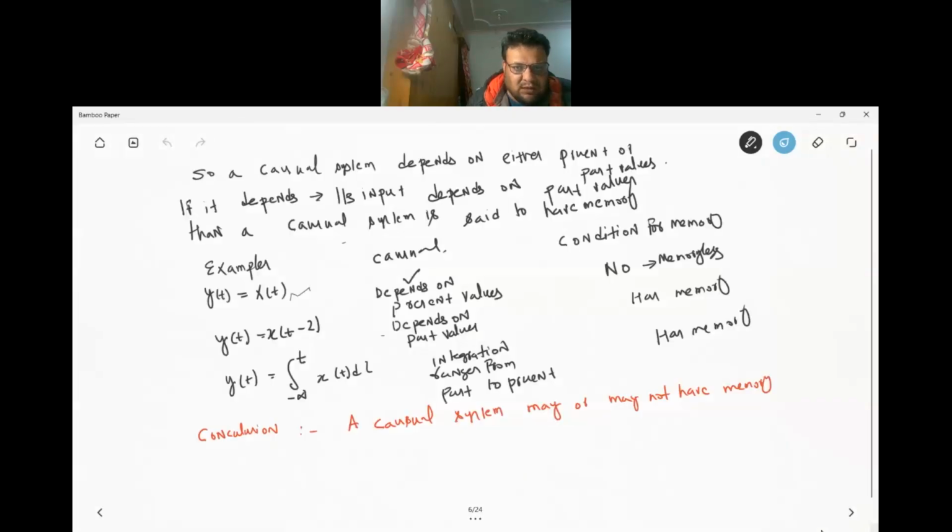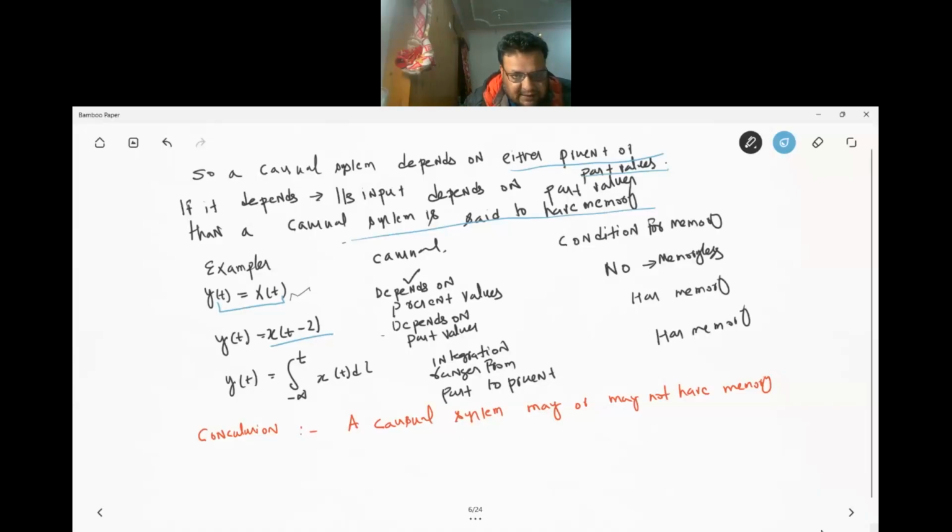Now, what is the relationship between a causal and a memory system? A causal system depends on present and past values; depending on future values is for non-causal. Now, if you look at y of t is equal to x of t, it is a causal system, because it depends on the present value. But x of t minus 2 depends upon the past values, and also it has memory. So we can say that a causal system can have memory, and a causal system can also be memoryless.